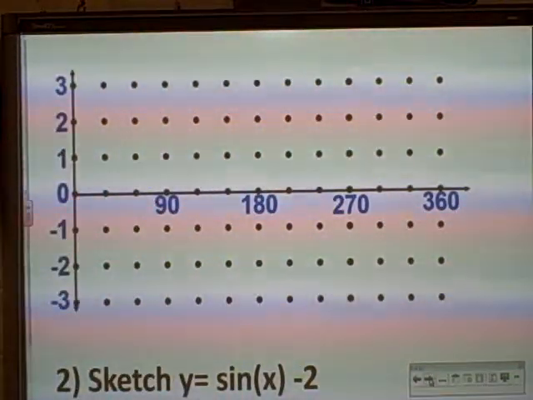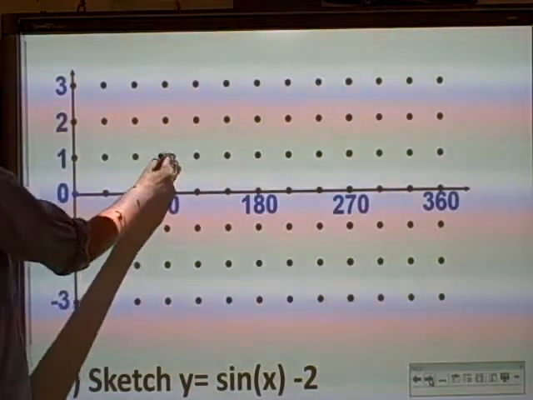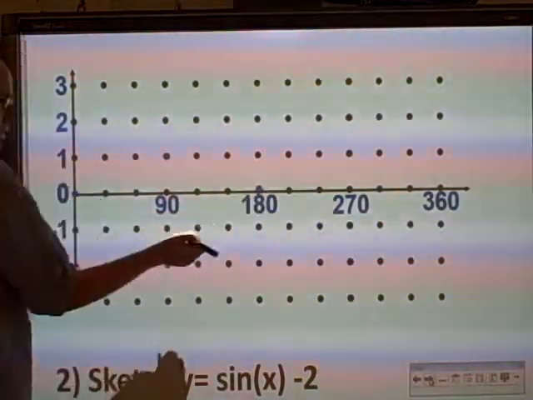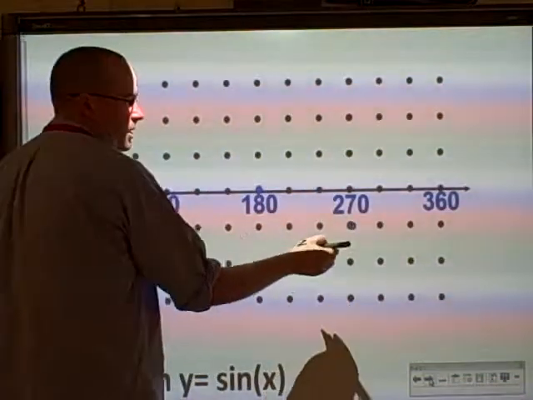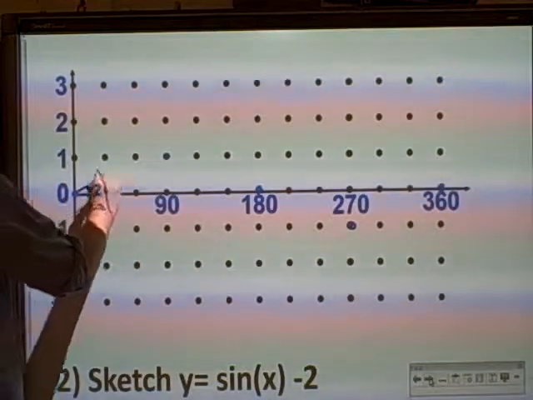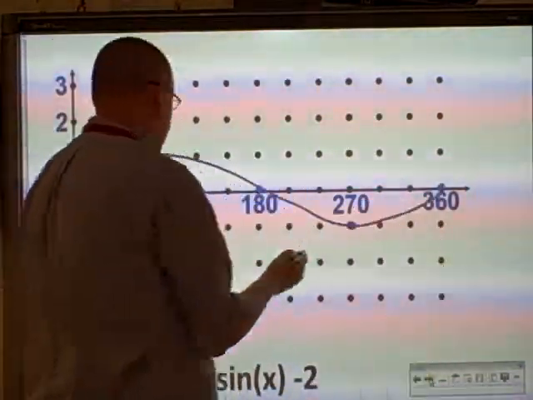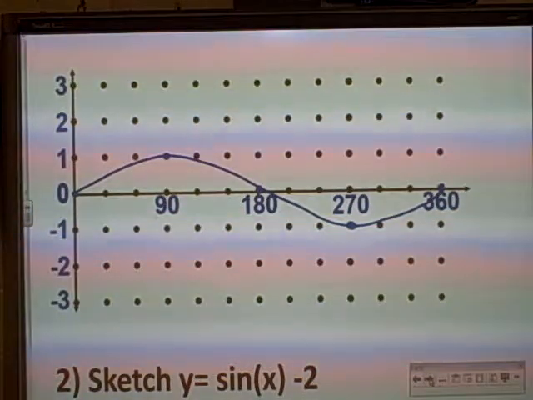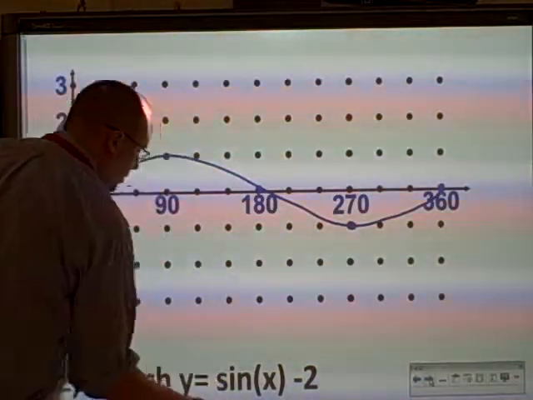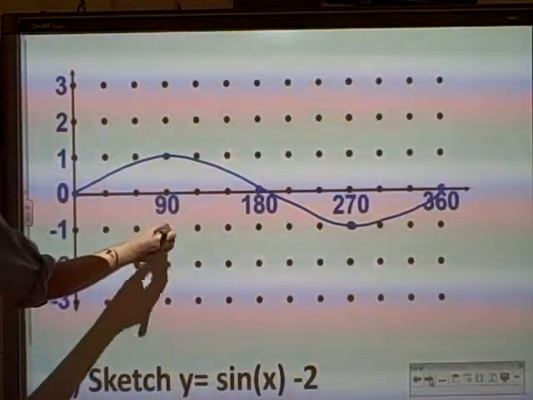So sine x minus 2, same thing, key points. So we know sine starts at 0, at 90 it's 1, at 180 it's 0, 270 it's negative 1, and at 360 once again it's back to 0. And if we go ahead and join that up, once again it's a very flat looking sine graph.